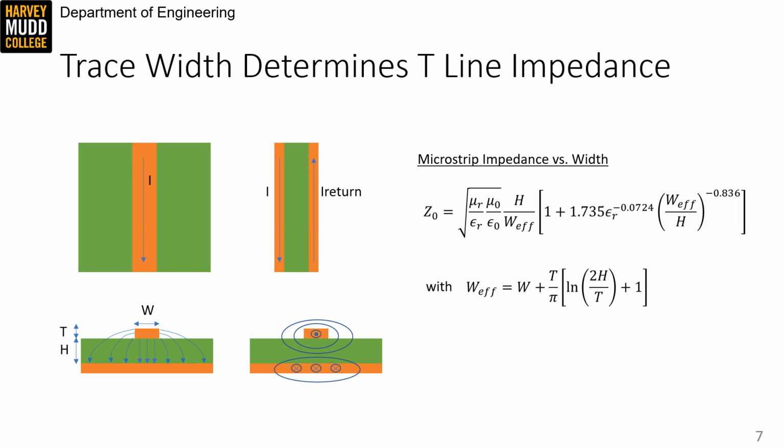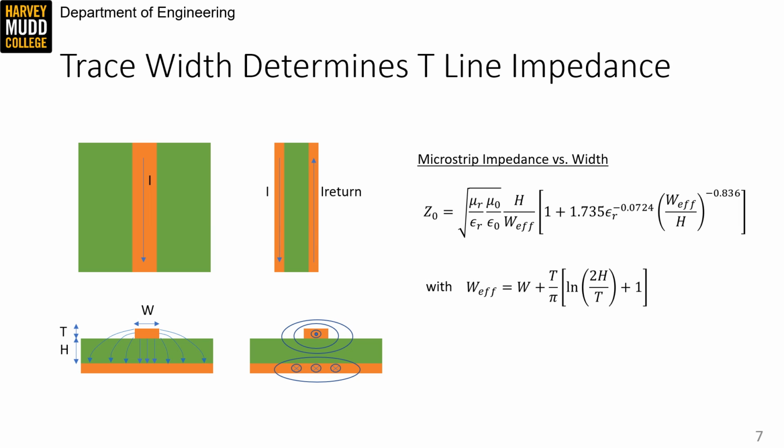Similarly, trace width affects both capacitance and inductance. Wider traces mean more electric field is coupled between the plates as you get more parallel plate area, but it means that the magnetic field becomes weaker around any given amount of current.